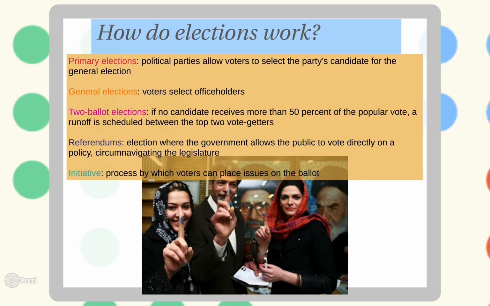And an initiative is a different way that elections can work. An initiative is where the people themselves can propose a policy or law and put that on the ballot, given certain requirements. Like in the state of Washington, you have to have a certain number of signatures on a petition, and voters can then place issues on the ballot. That's an initiative.